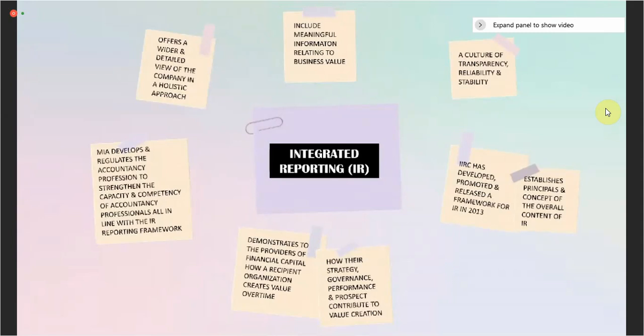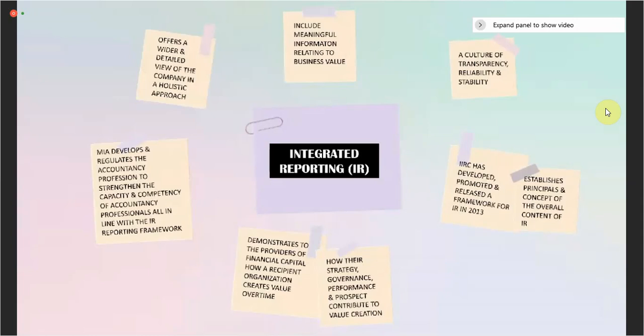The IR demonstrates to the providers of financial capital how a recipient organization creates value over time, and how their strategy, governance, performance, and prospects contribute to value creation. The MIA develops and regulates the accountancy profession to strengthen the capacity and competency of accountancy professionals, all in line with the IR reporting framework.